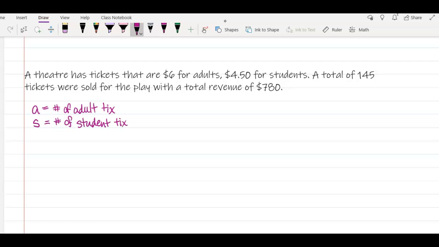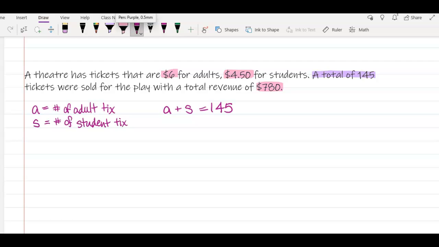But I do know that there were a total of 145. Quantity, there were 145. The number of adult tickets and the number of student tickets, if I add them together, I get 145. That's my quantity equation. Now I need to think about my value equation.